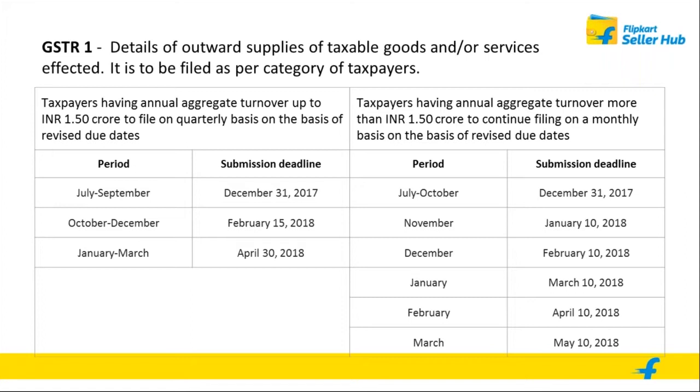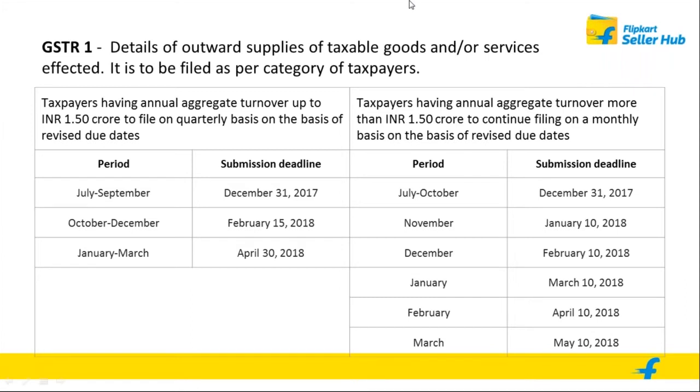All right. So now let's look at the taxpayers who will be under the purview of more than 1.5 crores. So for more than 1.5 crores, they will have to do the filing on a monthly basis. And for the first period, which is July to October, only for this particular time period, the submission has to be December 31st. But after that, it's on a monthly basis. So November filing will happen in January. December filing will happen on February 10th. January will be March 10th. February will be April 10th, and so on and so forth.